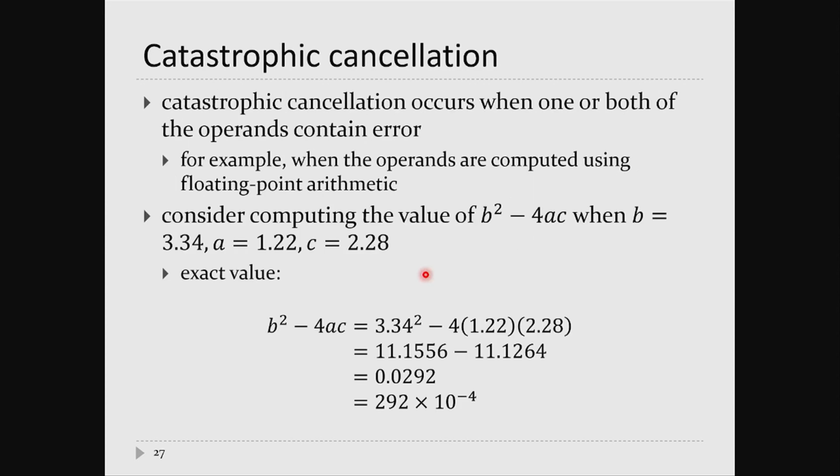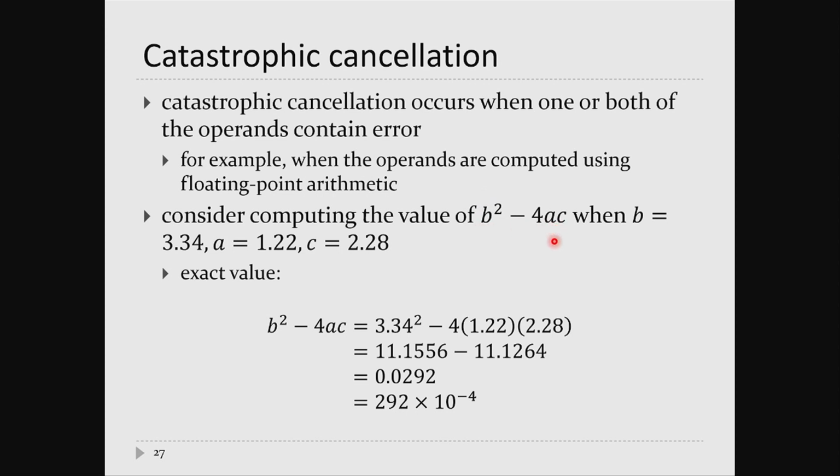The problem is what happens when you compute x and y, and then you subtract x and y. When you compute x, your computation introduces error. Your computation introduces error when you compute y. If I subtract these two values and they're close in magnitude, that's when you get what's called catastrophic cancellation. So catastrophic cancellation occurs when one or both of the operands contain error, for example, when you compute the operand before you compute the difference.